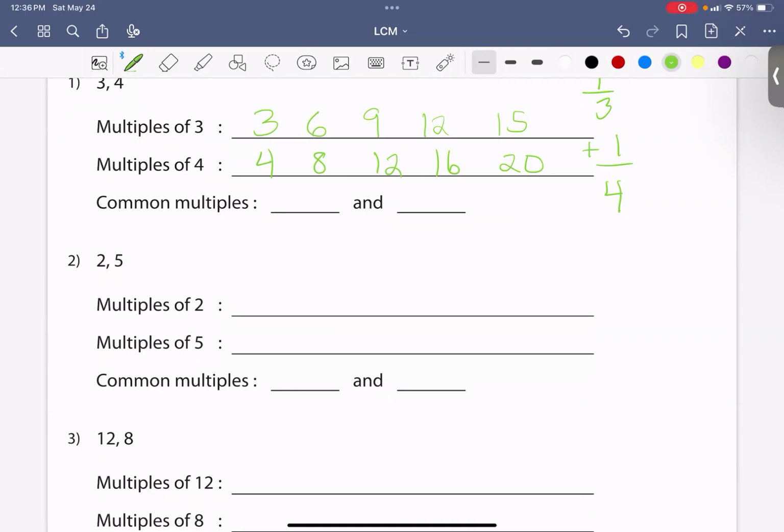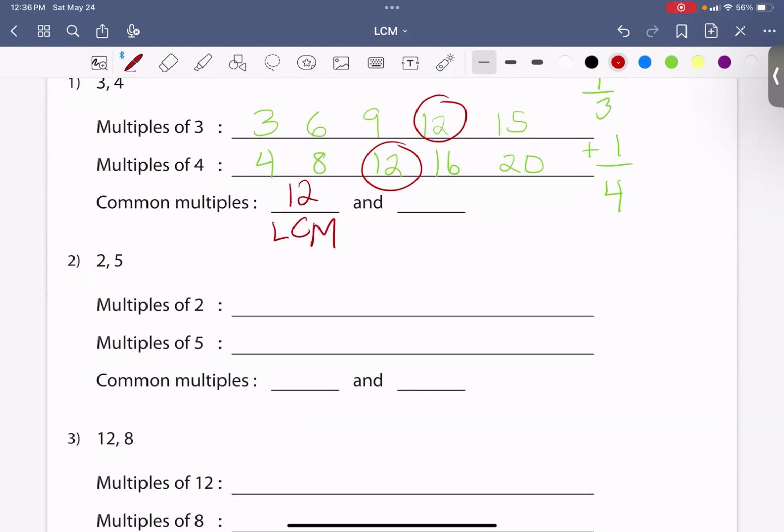So now I want to go through the multiples and see which ones they have in common. They don't have 6 in common. And 9, I don't see a 9 down here. 12, yep, I do see a 12. So 12 is the least common multiple.